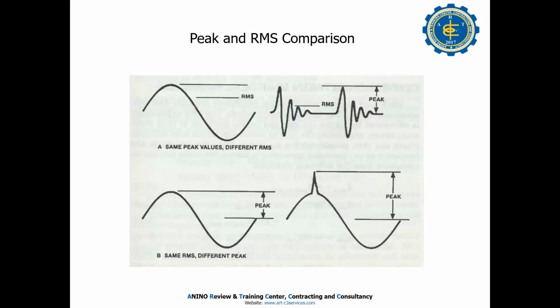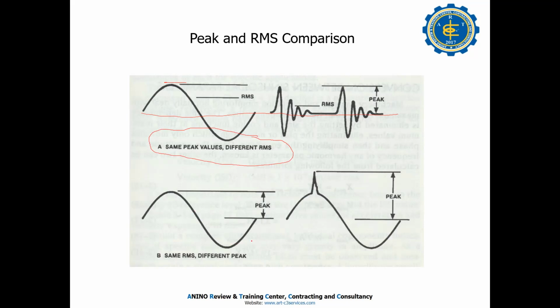So there's another example: same peak values, different RMS. This one has the same peak, but different RMS value. What happened? Because there is some disturbance of the sine wave of the rotor.